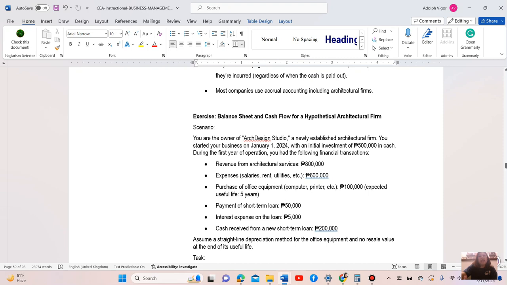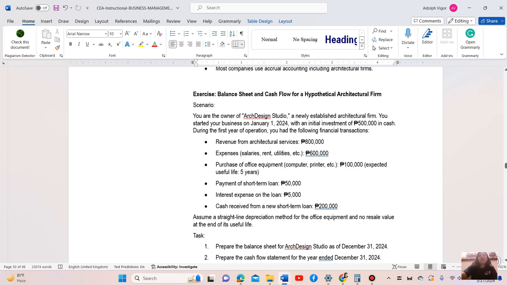So, I think that would be the end for this week, no? The topic for this week. So, I will give you an exercise, your course requirement for this week. It's a balance sheet and cash flow for a hypothetical architectural firm. This is the scenario. You are the owner of Art Design Studio, a newly established architectural firm. You started your business on January 1st, 2027 with an initial investment of 500,000 in cash.